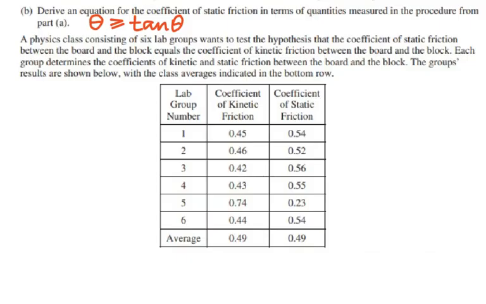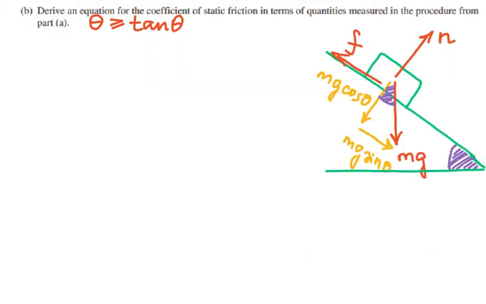So for part B, they say find the equation for the coefficient of static friction in terms of quantities measured in the procedure from part A, and we found that mu must be greater or equal to the tangent of the angle theta that we measured. And because the AP exam is graded by a rubric and they give points for every step that you do, when you answer these types of questions again, you want to write all the steps.